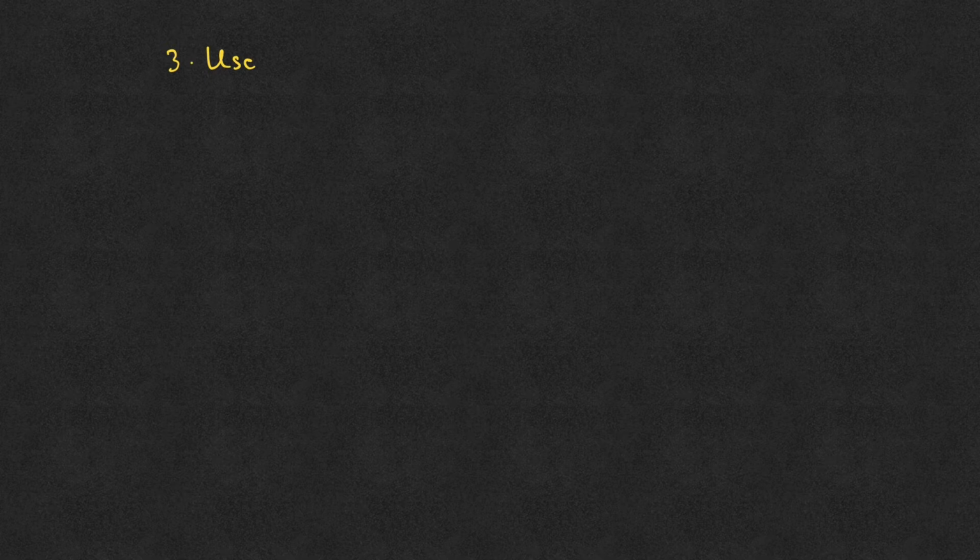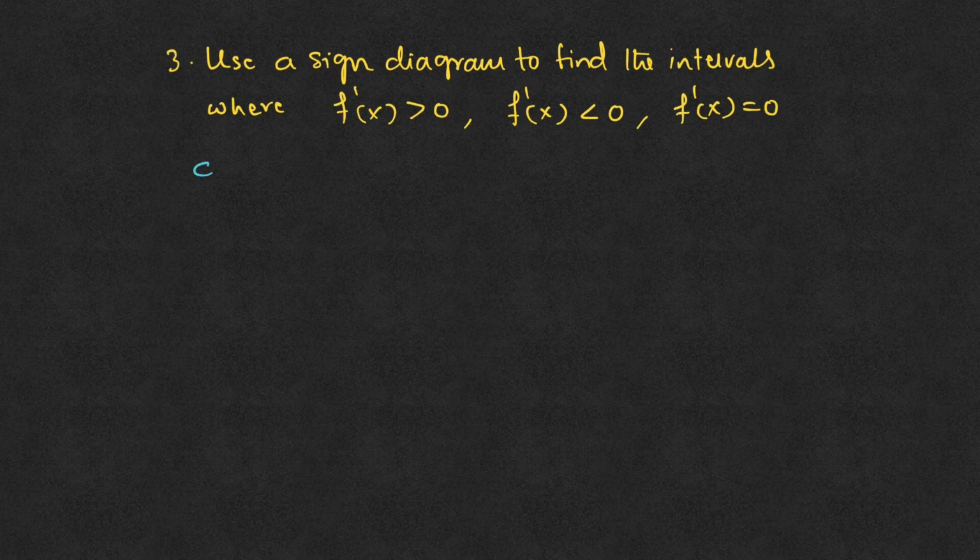Use a sign diagram to find the intervals where the derivative is positive, negative, or equal to 0. Use the critical points we obtained to divide the number line into open intervals, as shown here. The critical points we obtained are negative 2 and 1.